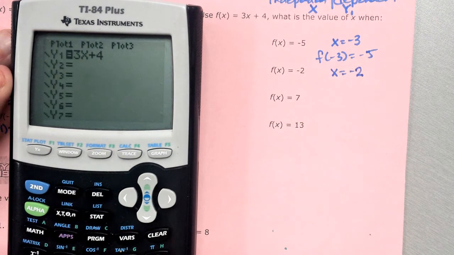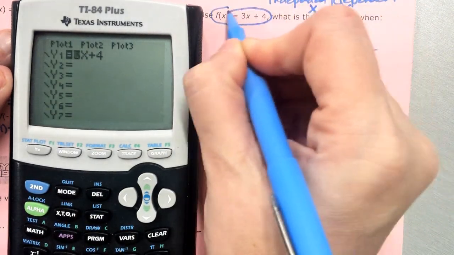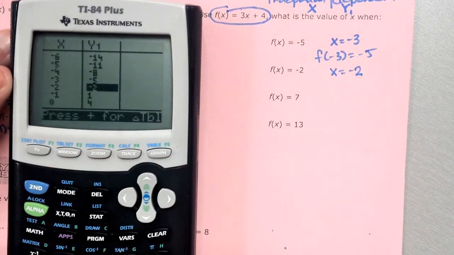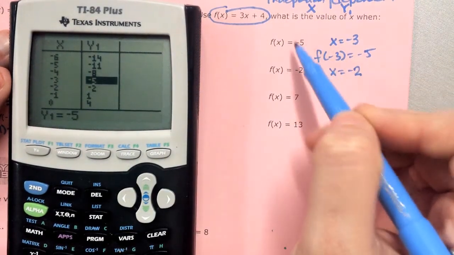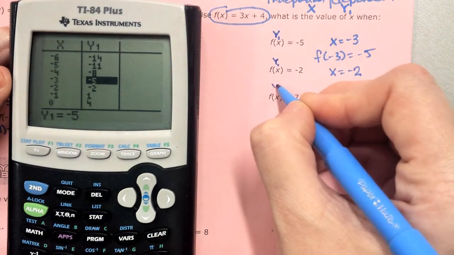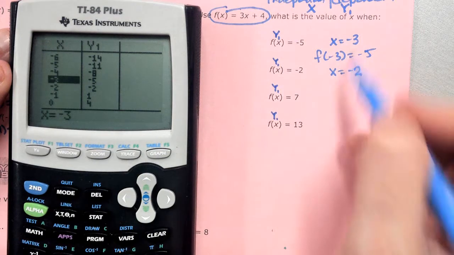I put the equation in y1. Okay, 3x plus 4, just like is on the paper right here. I used this equation. And then I went to the table, second graph to the table, and then I looked for these y values they gave me. So they gave me y1, so think about this as y1 equals negative 5. Well, when y1 is negative 5, x is negative 3.